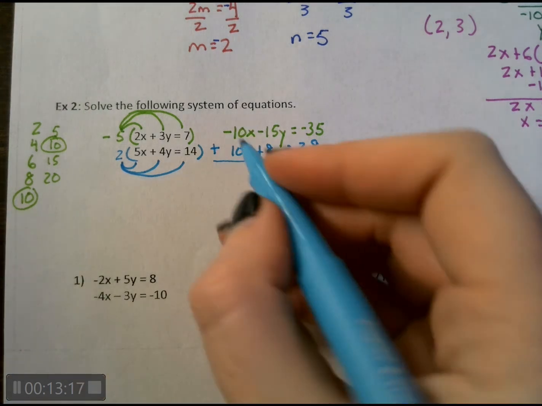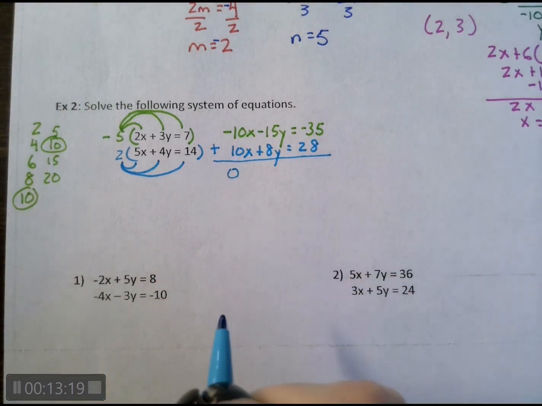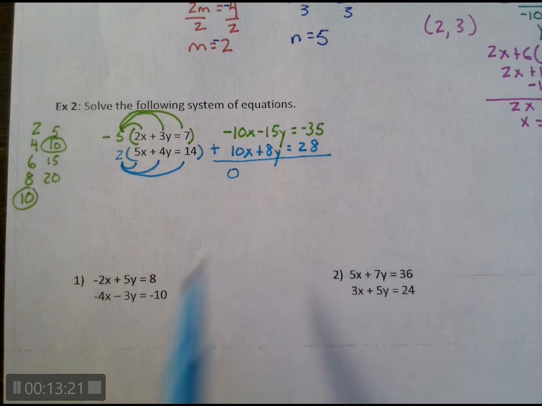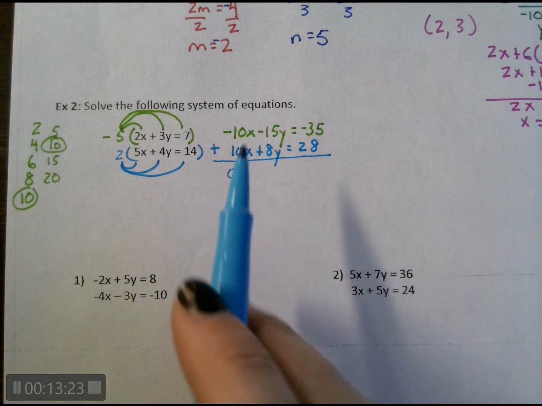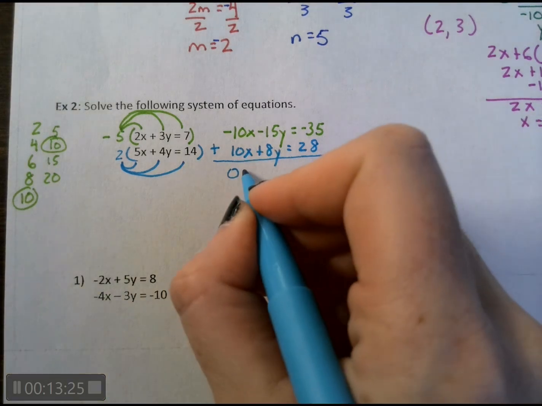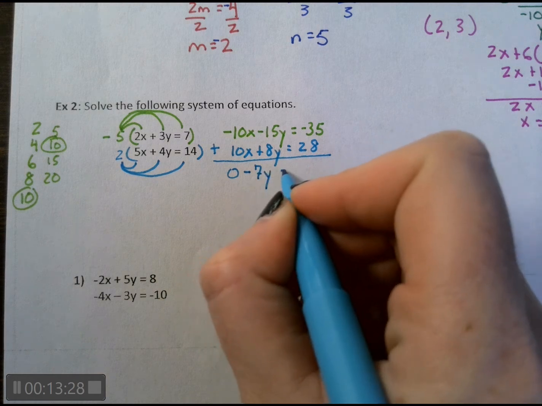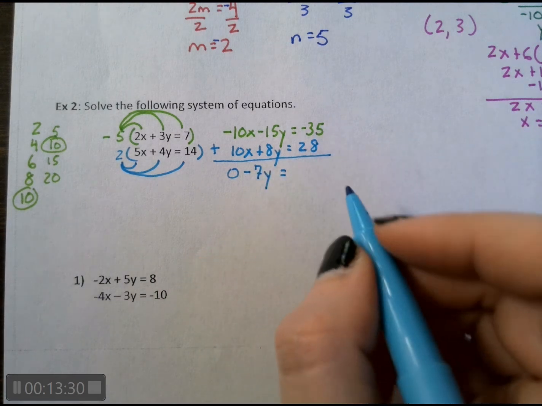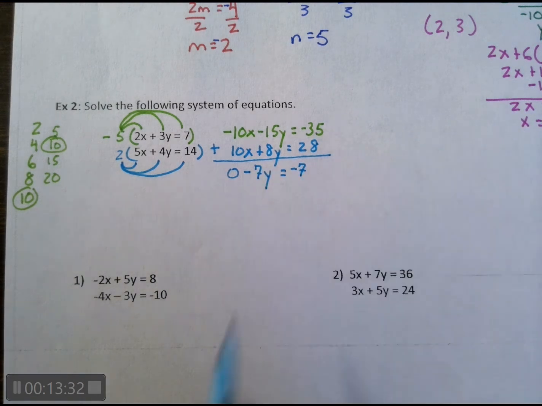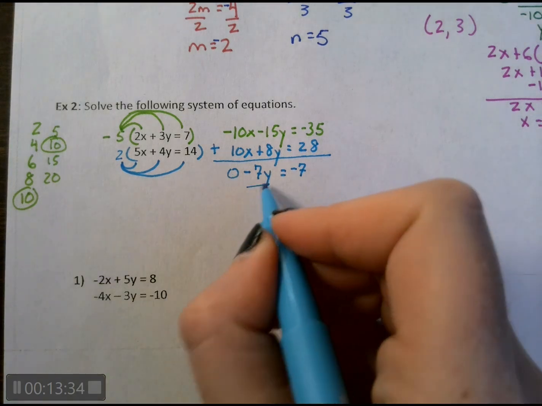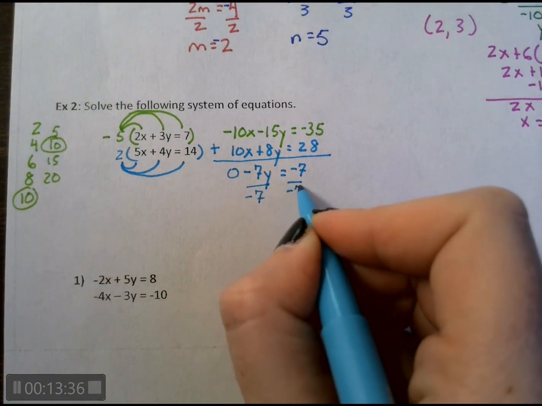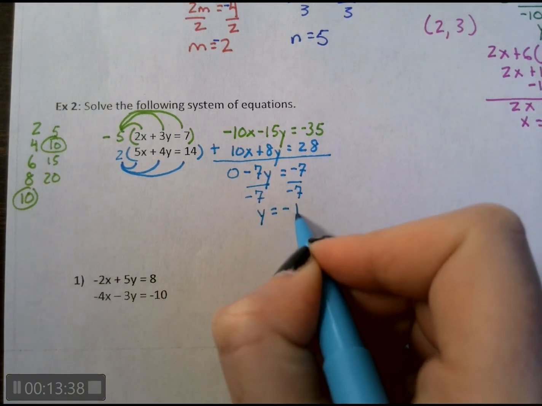So we have 0. Anybody know what negative 15 plus 8 does? It's going to give us a negative 7y equals negative 35 plus 28 is also negative 7. We're going to divide by negative 7. So y equals negative 1.